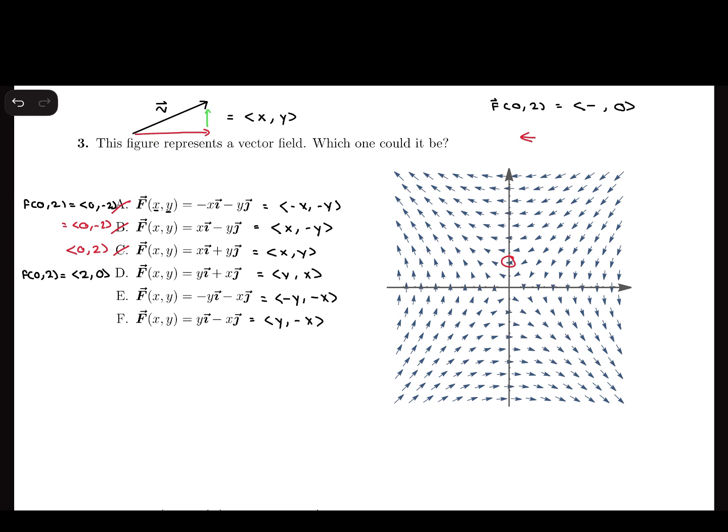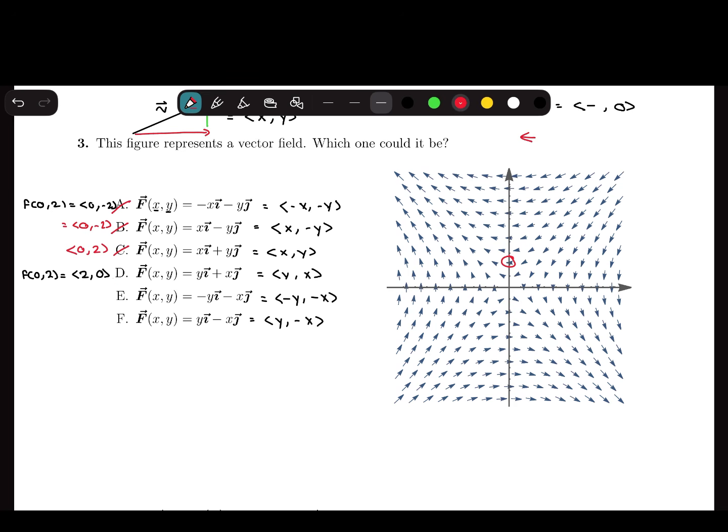Now this is so close to being correct. Unfortunately, as you can see, it's a negative x component, which means that D is incorrect, because as soon as they invalidate one vector field, it's not the same vector field.